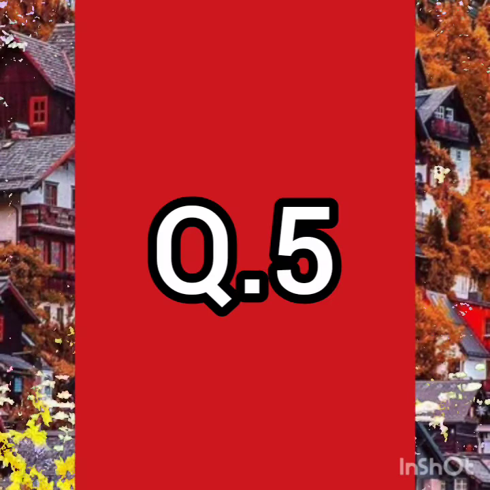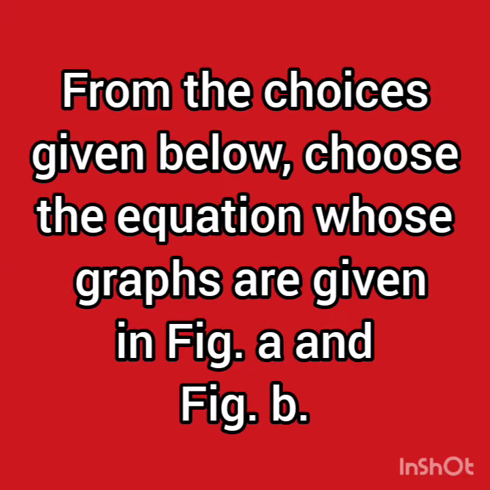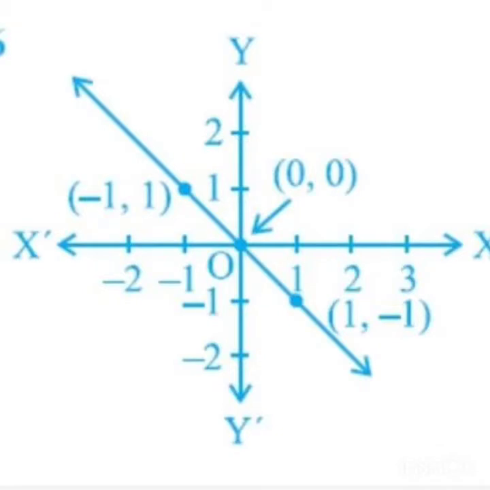So, my dear student, here question number 5 we are given. From the choice given below, choose the equation whose graph are given in figure A and figure B. Okay, dear. So, we are given here two graphs. We need to choose one by one from figure A out of 4 options, which one is correct, and out of 4 in figure B, which one is correct. Okay. So, very simple, very easy. Just look at your screen and see.